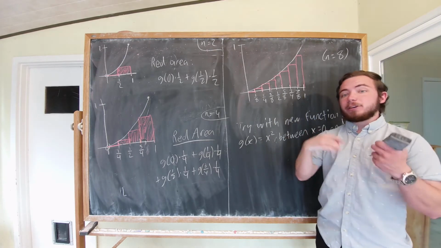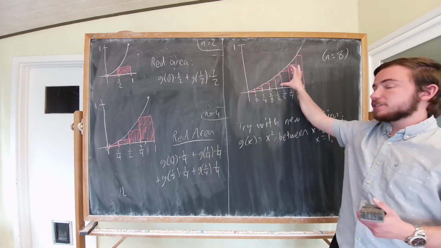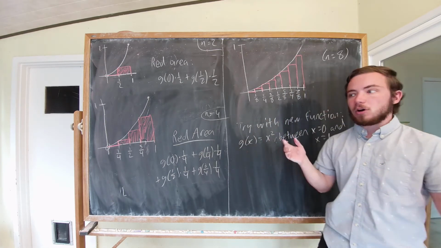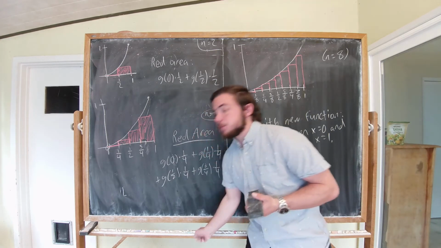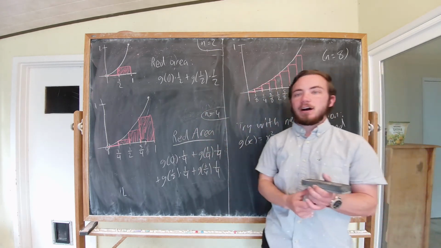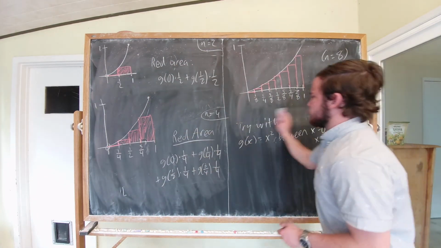So theoretically, if we kept adding more and more rectangles, our undershoot in this case and our overshoot for the other function would get smaller and smaller and smaller, giving us better and better approximations of the actual area under the curve. So let's look at kind of a general function.